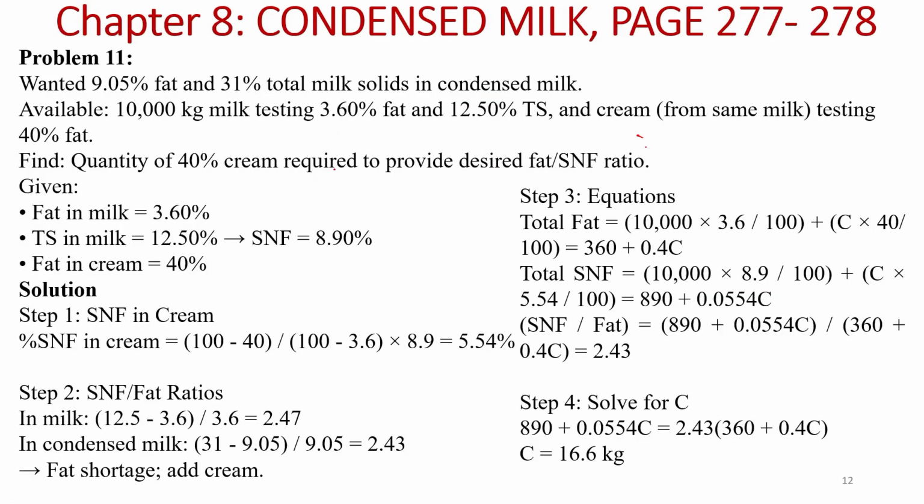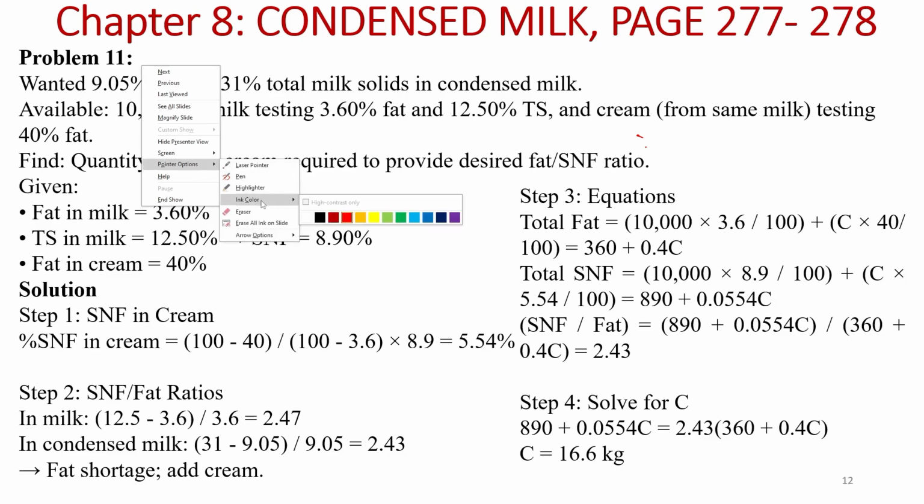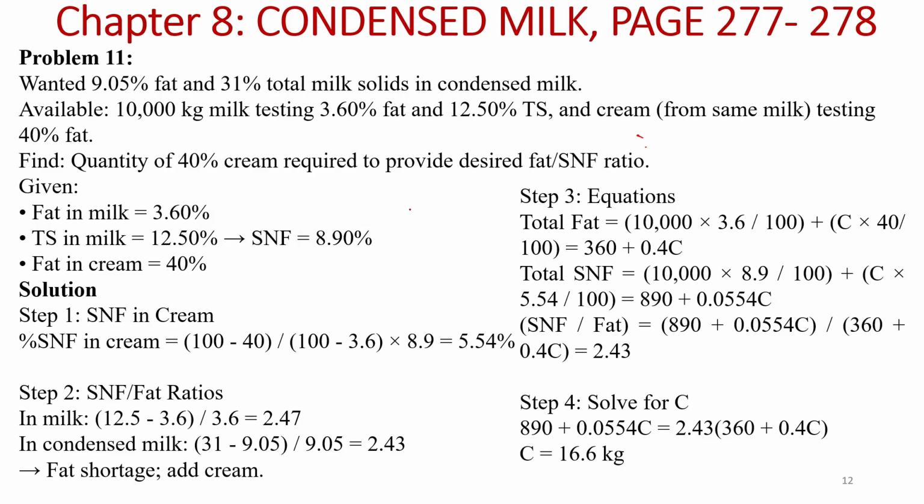Okay, now let us see problem number 11, which is part of chapter 8. Name of the chapter is condensed milk. It is on page number 277 to 278. Now this is a numerical on standardization of milk for condensed milk. In this we are adjusting the SNF to fat ratio to the desired level as per the legal requirements.